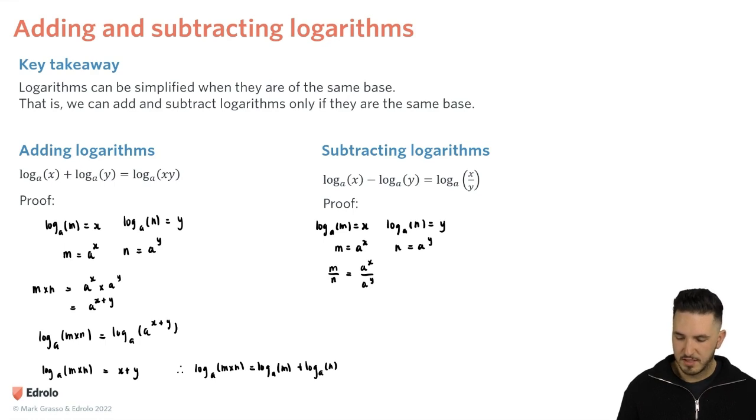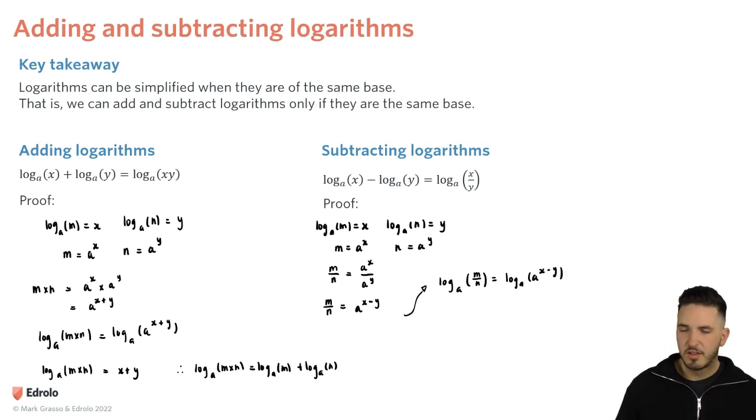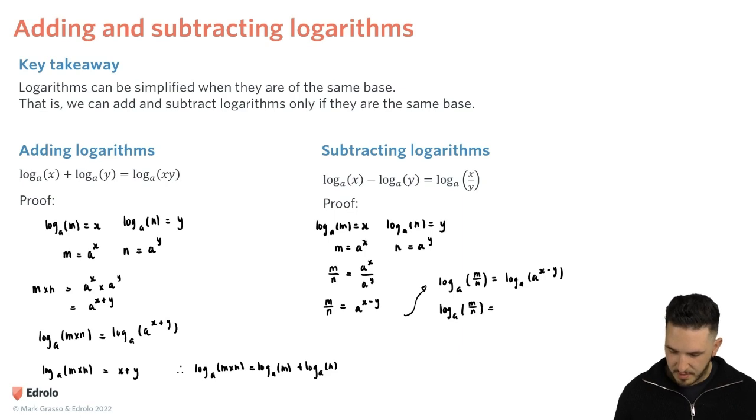So knowing in this instance that we have indices of the same base, we subtract their powers. So m divided by n is equal to a to the power of x minus y. Let's take the log base a of both sides, so we have log a of m divided by n is equal to log base a of a to the power of x minus y. Again, log base a of a becomes 1, so we're left with just x minus y. We've gotten rid of the log because log a of a was 1, so it's just x minus y.